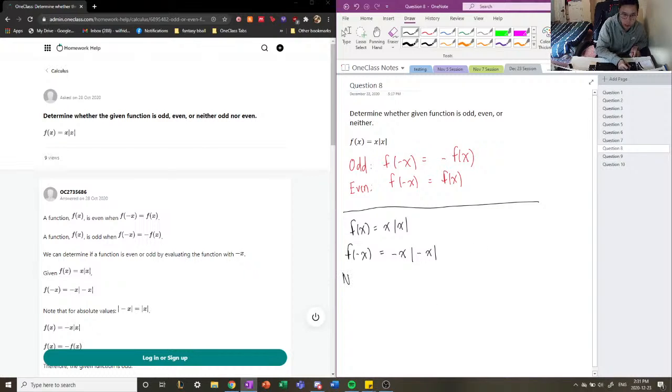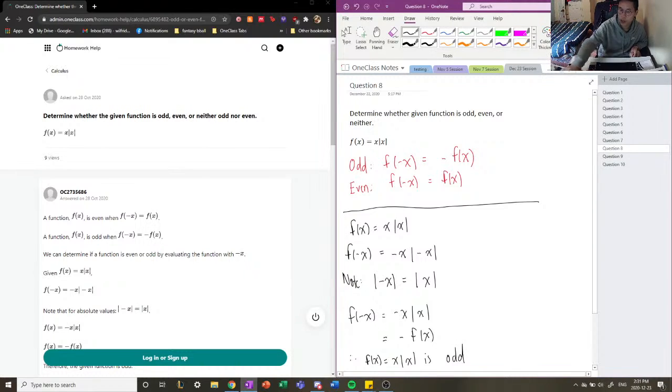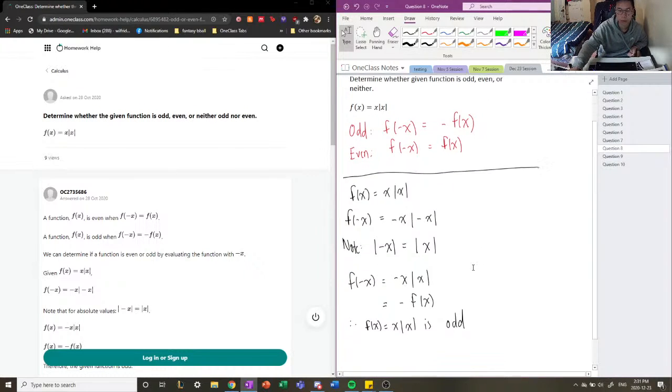But we need to note that the absolute value function works like the absolute value of negative x is also equal to the absolute value of x. So because of that, we have f of negative x equal to negative x times the absolute value of x, and that's equal to negative f of x. So therefore, x times the absolute value of x is odd, because we can see here that f of negative x is just equal to negative f of x.